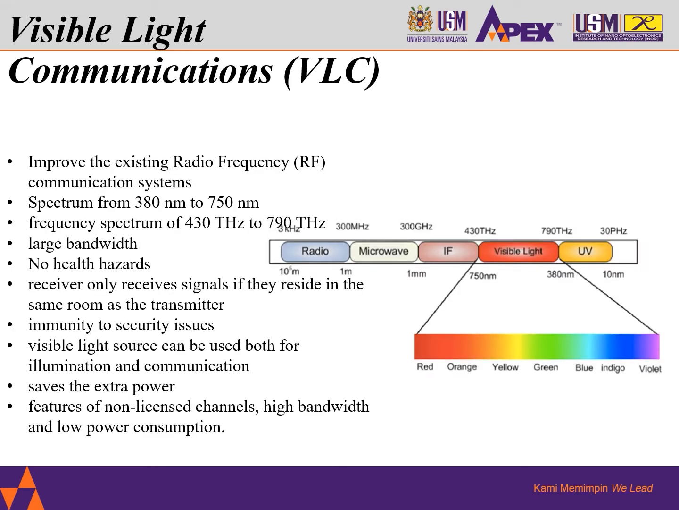Visible light communications, VLC. To overcome the drawbacks of RF communication systems, it is imperative to design and improve new communication technologies. VLC occupies the spectrum of 380 nanometers to 750 nanometers wavelength, corresponding to a frequency spectrum of 430 terahertz to 790 terahertz. VLC has a large bandwidth and no health hazards, and a VLC receiver only receives signals if it resides in the same room as the transmitter. It has immunity to security issues.